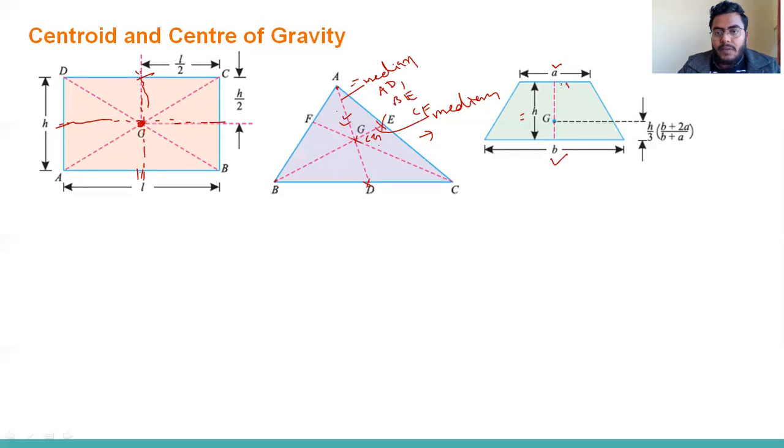From the smaller side also we can write. So that will be h by 3 into (a plus 2b) divided by a plus b. So in this case, a plus 2b from the smaller side, and b plus 2a from the larger side.